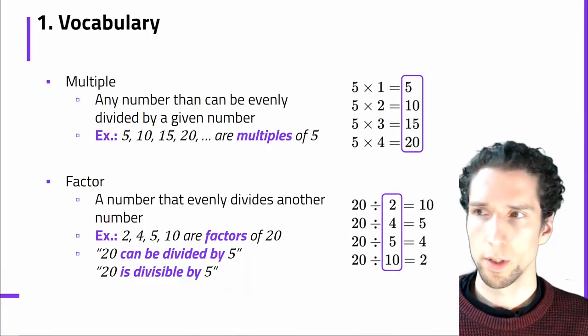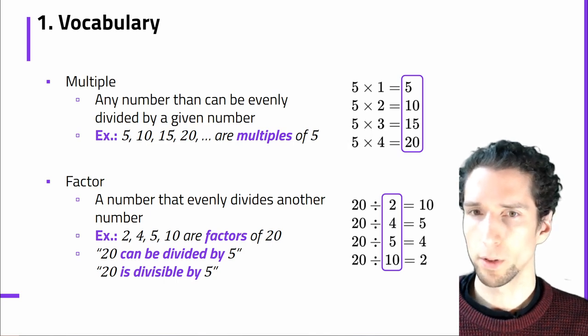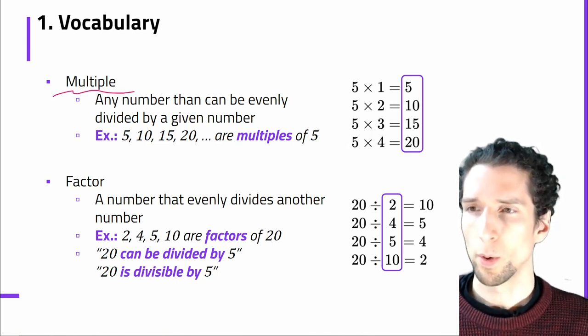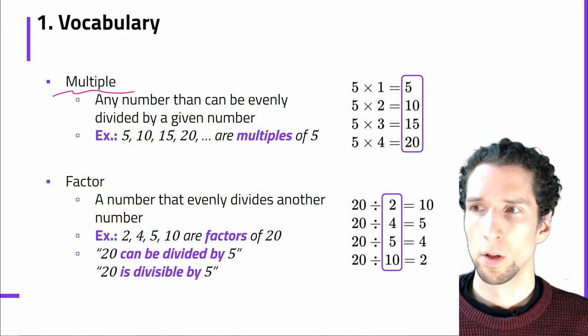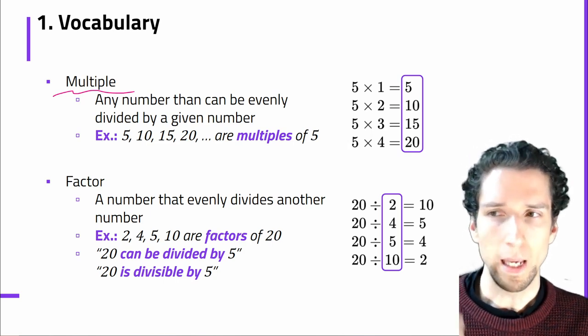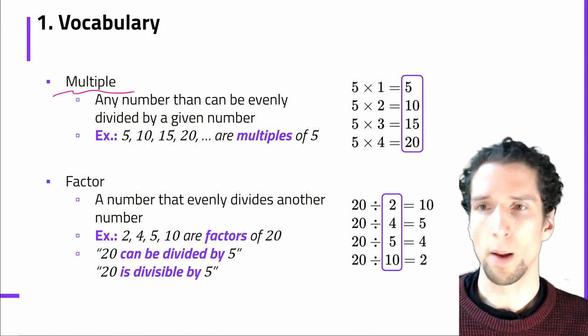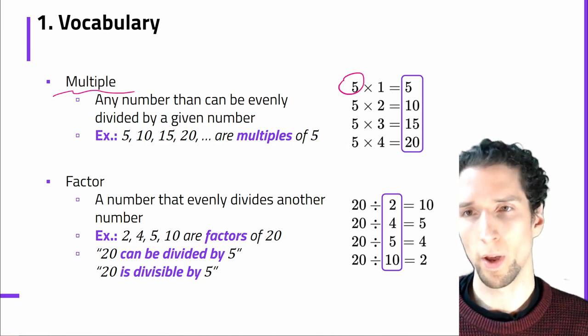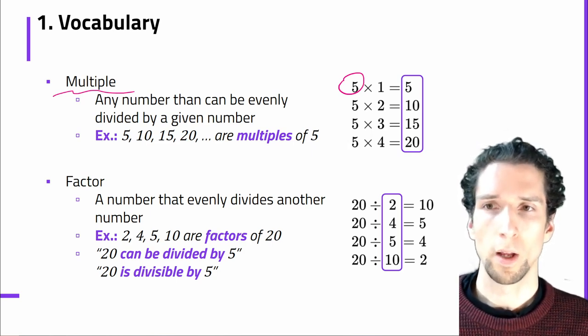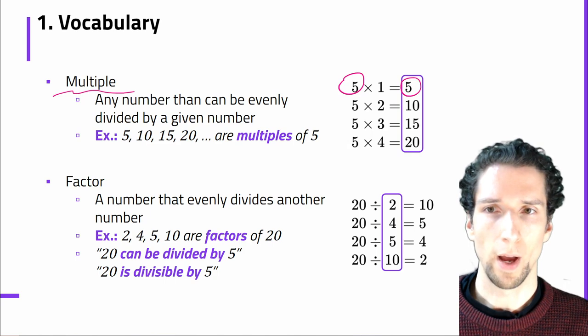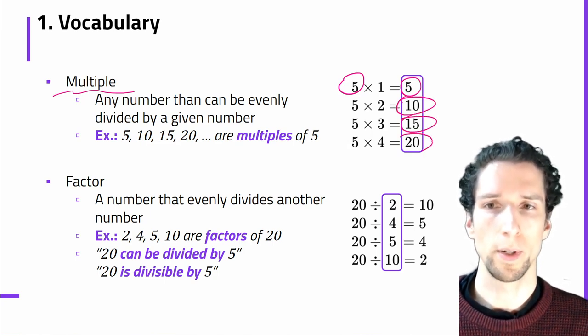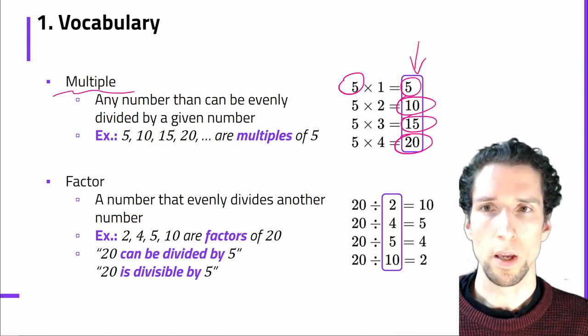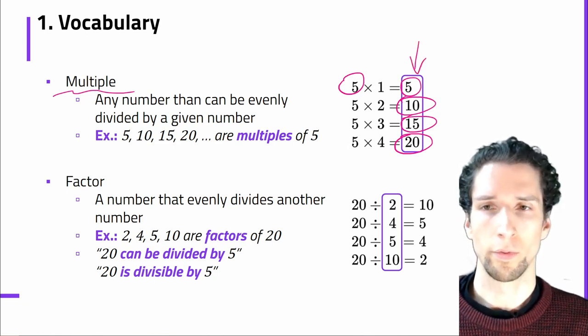Right, next ones. Multiples of something. A multiple of a number is a number that can be evenly divided by a given number. So if we start with the number 5 and we ask, what are the multiples of 5? Well, 5 times 1 gives us 5, and 5 times 2 gives us 10, and then 15 and 20. So these are all the multiples of 5.